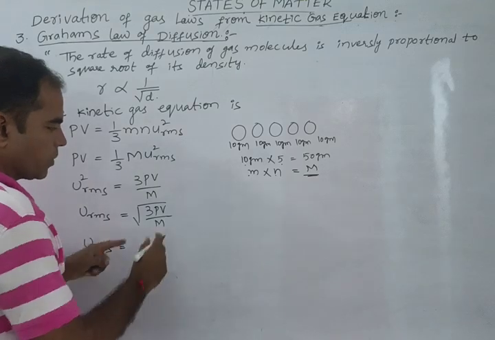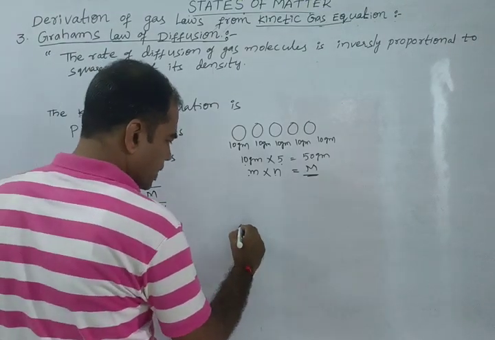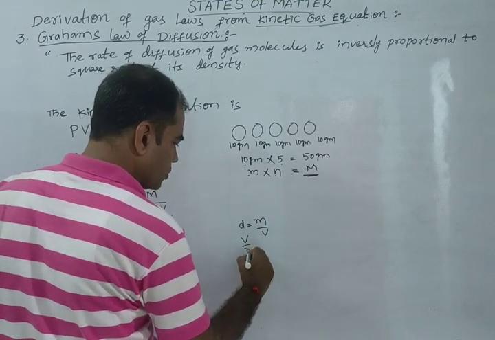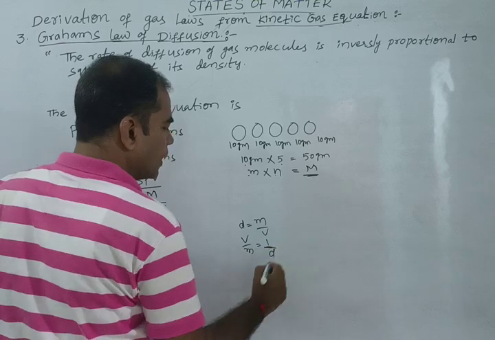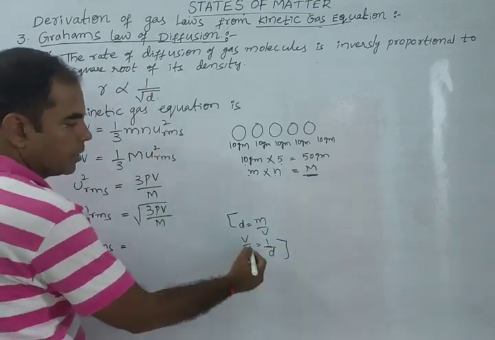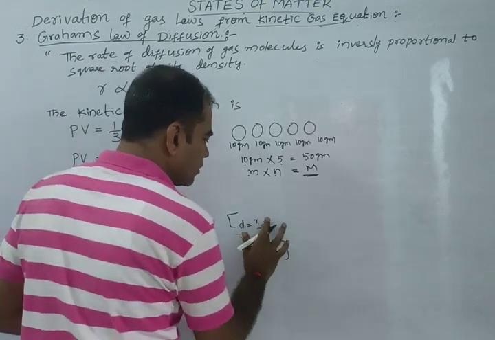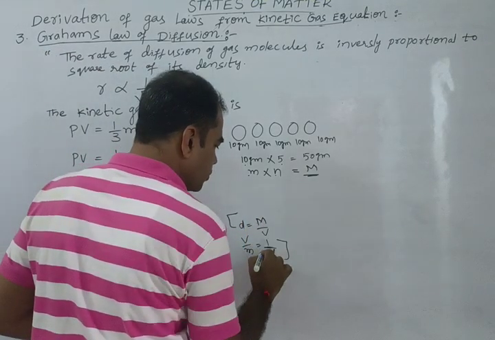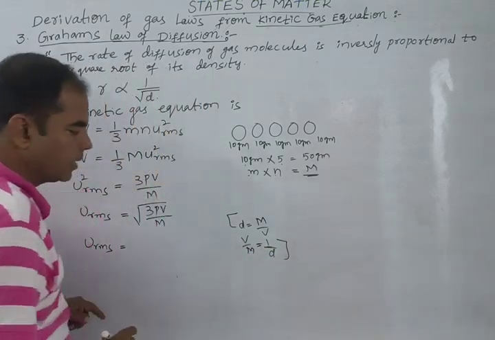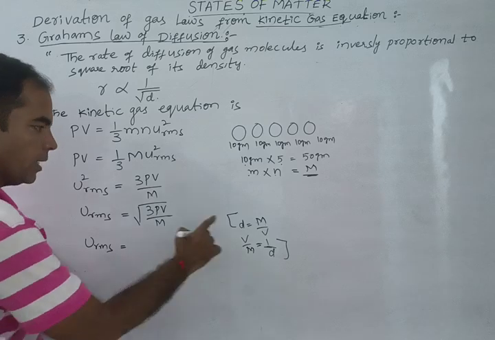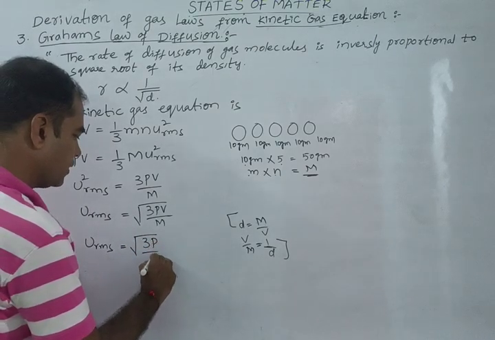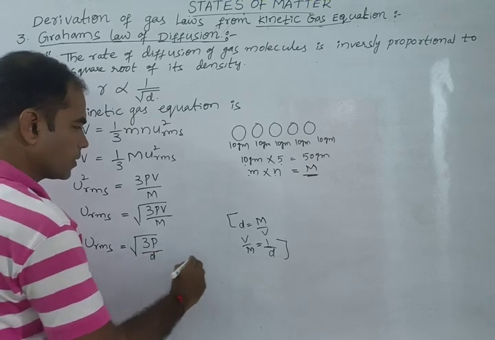U RMS equals, here what is the density? Density equals M by V. Here V by M equals 1 by D. The term V by M equals 1 by D. So, U RMS equals under root of 3 P by D. Can I write like this?